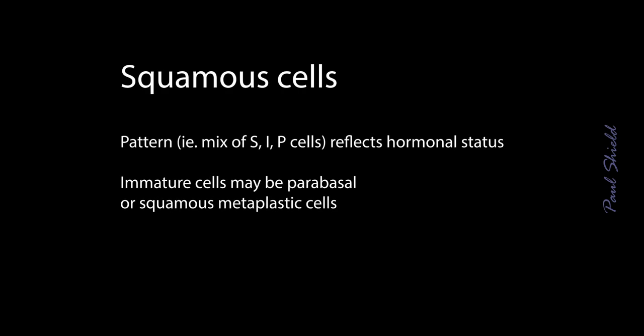In summary, the squamous cells that we see are often mixed, a mixture of superficial, intermediate and parabasal cells, but that pattern varies quite a lot, and largely that's under the control of two things. One, what areas are sampled, and secondly, the hormonal status of the patient, and we'll talk about that more next week.